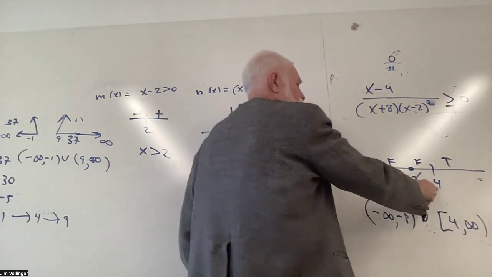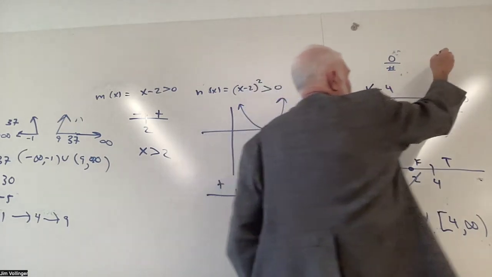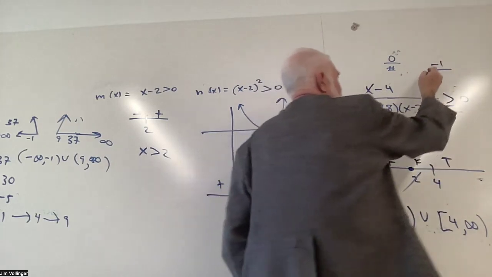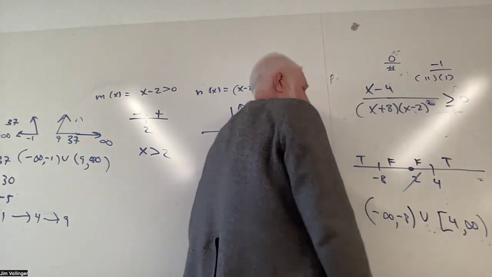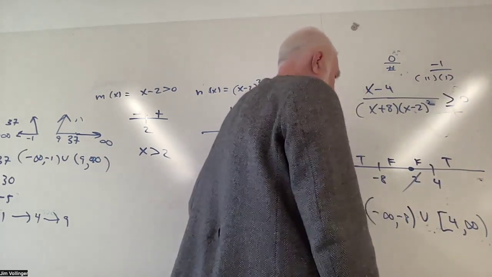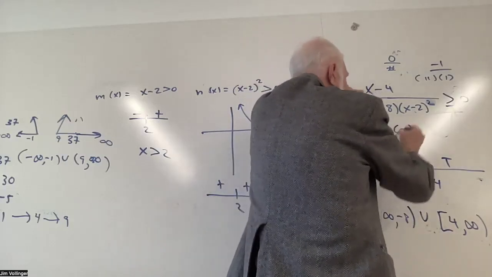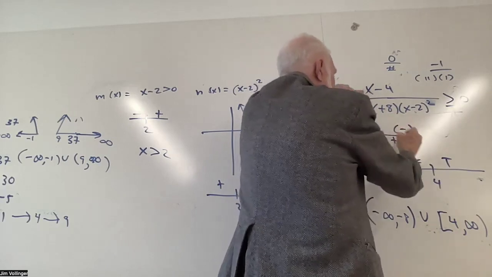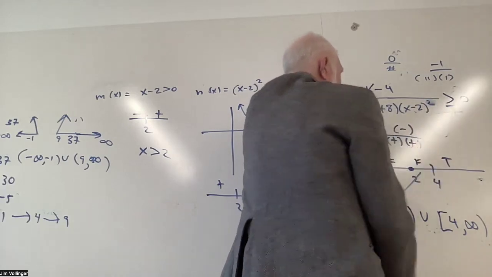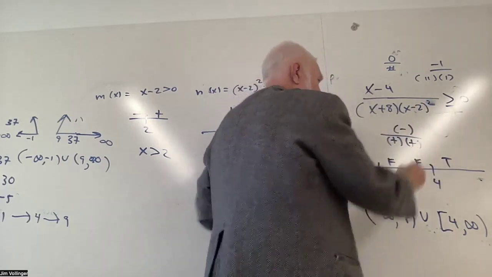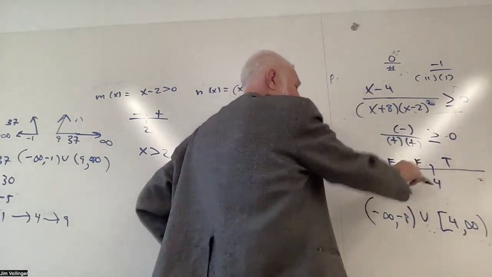Now, let's prove that a number between 2 and 4, I would say 3, might be the easiest. 3 minus 4, -1. 3 plus 8, 11. 3 minus 2 squared, 1. So if I put a number between 2 and 4, my first parentheses is negative. 3 plus 8, positive. 3 minus 2 squared, positive. All right, so I get a negative quantity. Is a negative quantity bigger than or equal to 0? I don't think so. False.